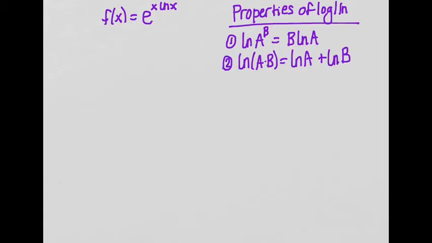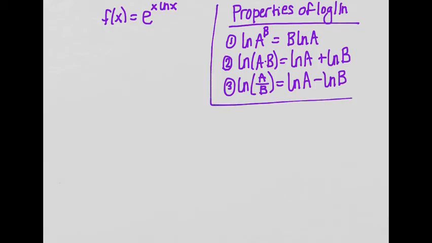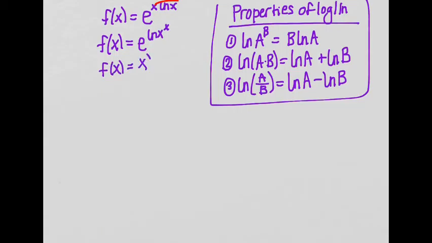Second, multiplication splits to addition. So if we're taking the natural log of two things being multiplied, we can split that to ln of A plus ln of B. And last, division splits to subtraction. So the ln of A divided by B is equal to ln of A minus the ln of B. So using these properties, I can rearrange our expression by moving the x up as an exponent. And then e and ln are inverses of each other. So e to the ln would cancel out, and this is why this expression is equivalent to x to the x.